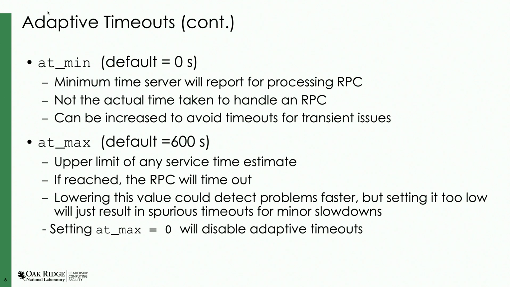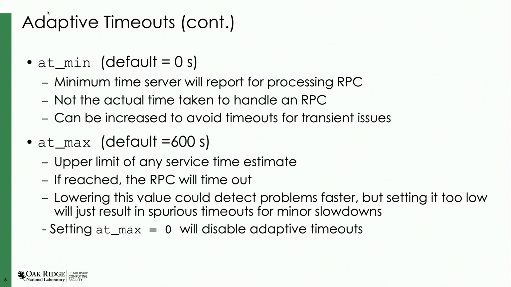ATmax is the upper limit for any service estimate. If that timeout is reached, that's considered a failure. The RPC for Lustre will time out if the time window hits the ATmax. Lowering this value can be useful if you want to detect problems faster. If something goes wrong, requests will time out quicker, and you might get notified that something's happening.